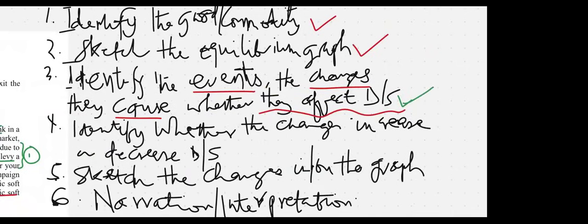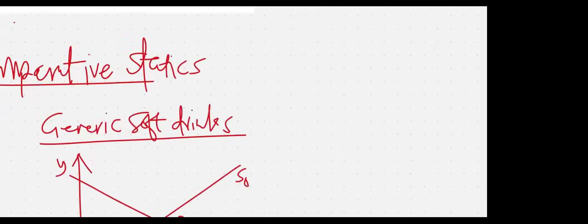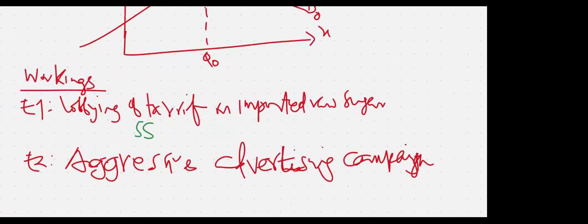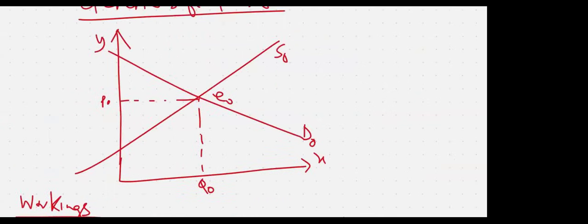Now, I move to step 4. Identify whether the changes increase or decrease demand or supply. I'm using demand or supply because it affects them one at a time, for what the questions have been so far. So now, if it's going to affect supply, will it increase or decrease supply? It will decrease the supply of the generic soft drink. We are analyzing supply of the generic soft drink. Are you good?